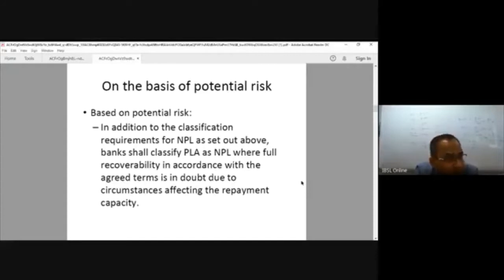The moment the bank thinks that this may become a problematic advance, may not be paid, or there will be delinquency which we are expecting in future, if you have any such expectation, better to go and provide for it, make it an NPL. So banks will have to exercise their judgment.